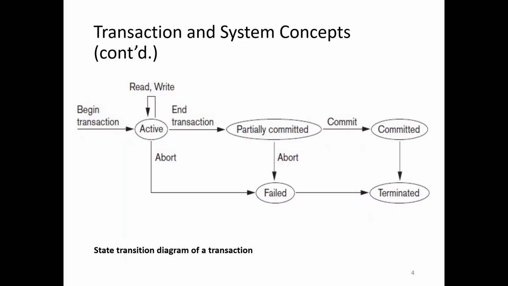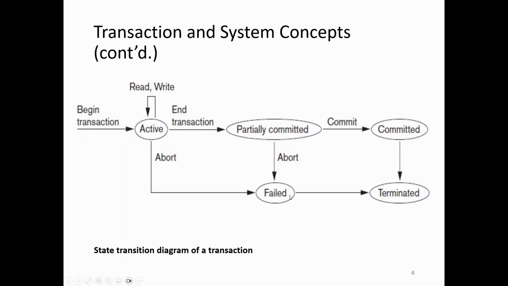Finally, the transaction will terminate. These are the states. While in the active state, there is a possibility to abort the transaction. Various issues may occur, and if an issue occurs, it may be a failure. So the transaction may be aborted. Then the transaction goes to the fail state.